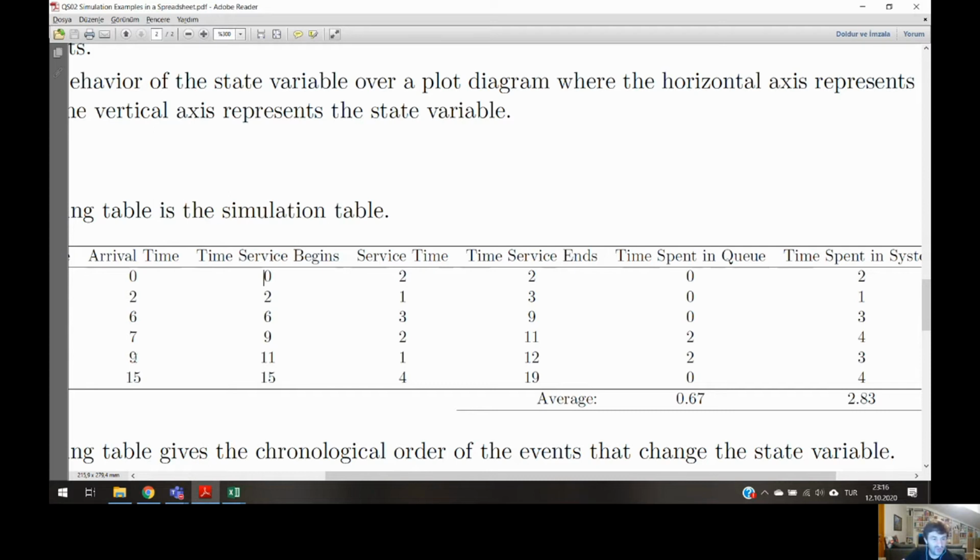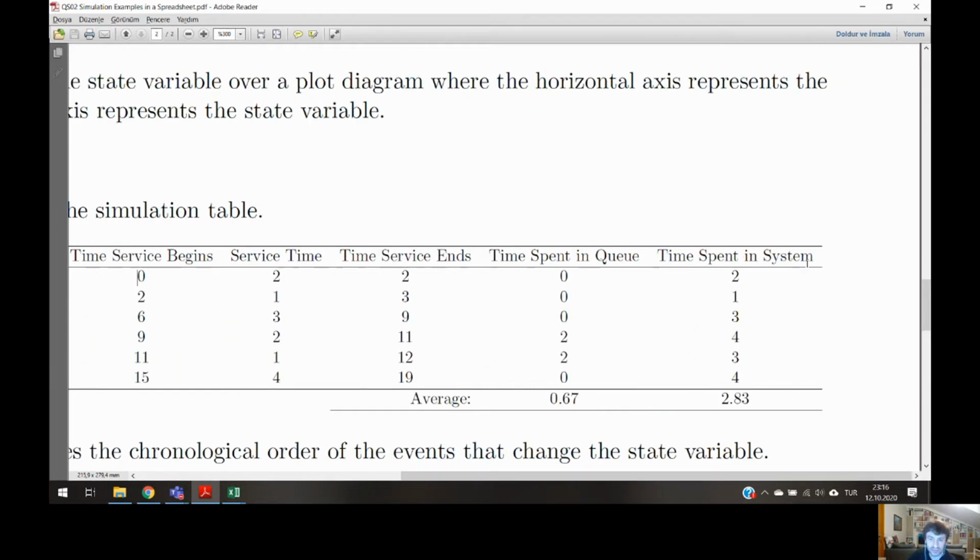However, the fourth and the fifth customers are going to wait for 2 minutes because there's a 2-minute difference between the arrival time and the time that their service begins. So they are going to spend 2 minutes in the queue. Again, the sixth customer is not going to wait in the queue at all. And the average of the time spent in the queue will be 0.67.